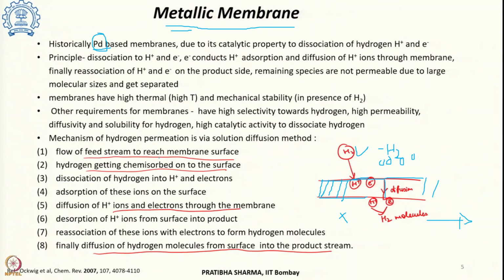And the mechanism of hydrogen permeation via solution diffusion method depends on the flow of the feed stream to reach the membrane surface, hydrogen getting chemisorbed on the surface, and dissociation of the hydrogen into H plus. These are the processes.